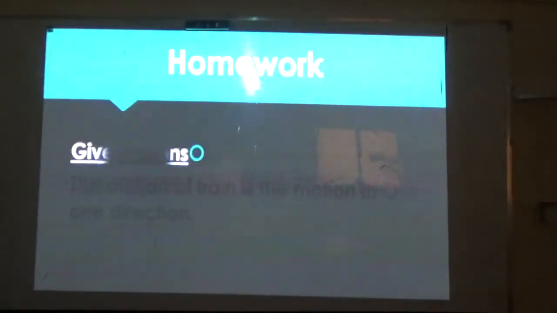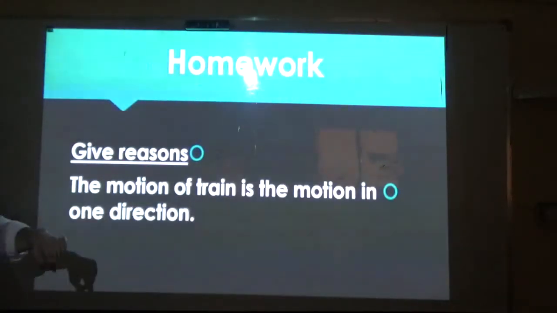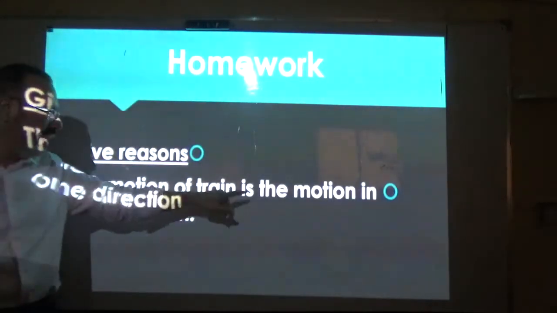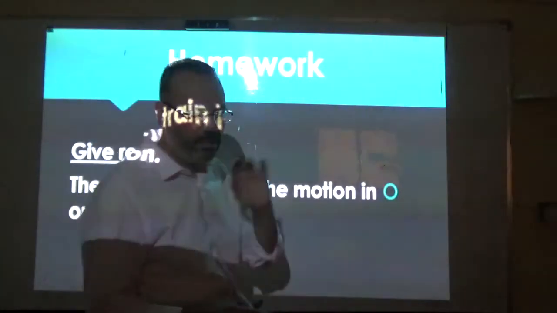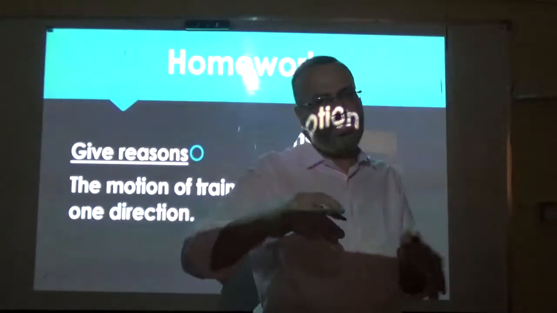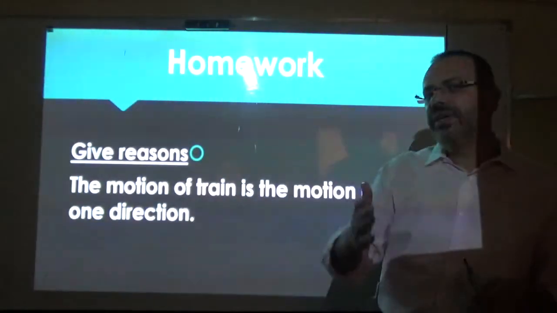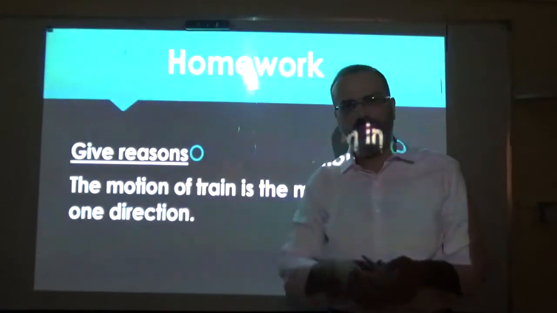Now, write your homework and try to answer it. Give reasons. The motion of train is the motion in one direction. We said that some examples for motion in one direction are train or metro. Okay, give reasons why the motion of train is the motion in one direction.